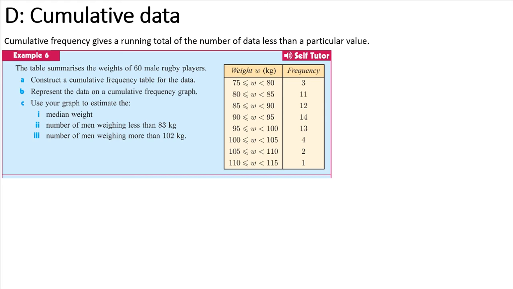So example 6. The table that you can see here summarizes the weight of 60 male rugby players. You have to construct a cumulative frequency table for the data. So you first copy the two columns that you have here, and then you add one more column. I'm going to add it here, that's easier. The cumulative frequency. So one more column.